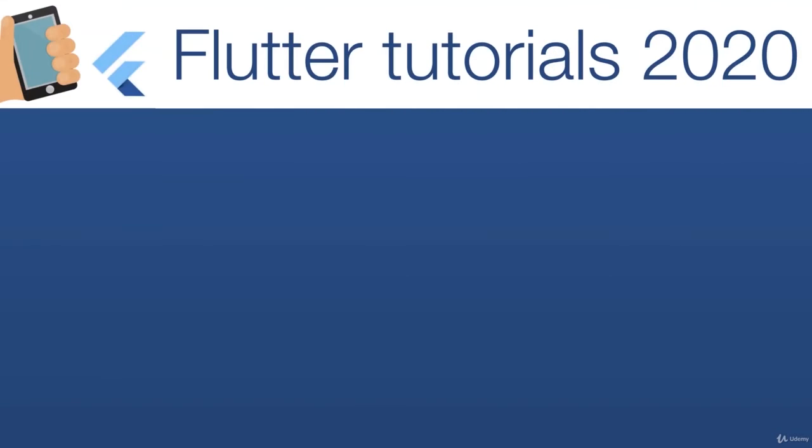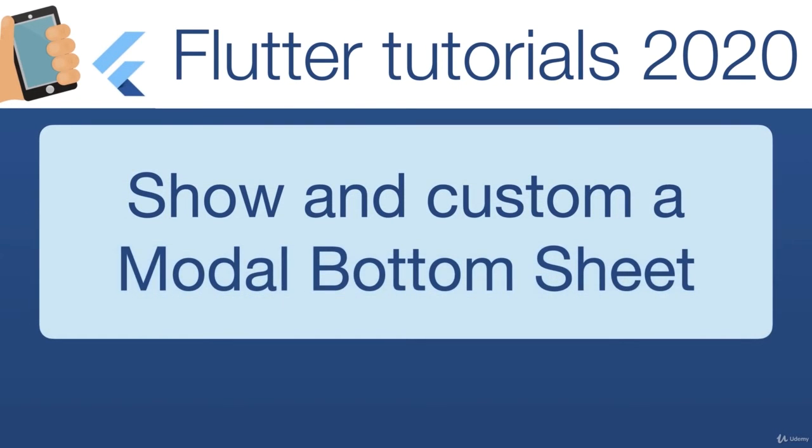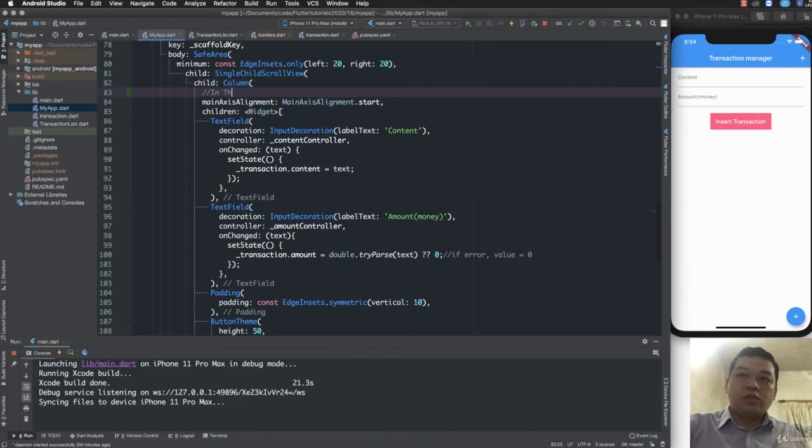Hello everybody. Today we continue with how to display or customize a modal bottom sheet to input information. So we separate the input view into a bottom sheet. The bottom sheet will contain 2 text fields, 1 save button and 1 cancel button. When you press save, the information is added to the list. This is the idea of this lesson.